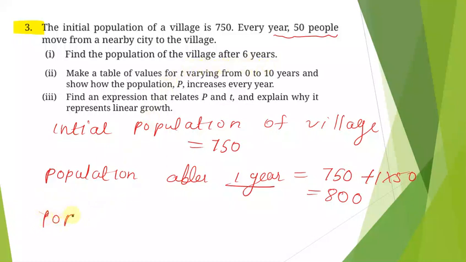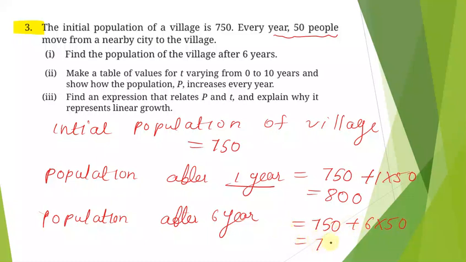We have to find it after 6 years. So how will it work? Population after 6 years will be 750 plus 6 into 50, isn't it? So it will be 750 plus 300, you will get 1,050. So by the 6th year, there will be 1,050 people in that village. Okay. Now the second question says that we have to make the values for t varying from 0 to 10 years and show how the population p increases with every year. Okay. So like the last question, we have to make a table for this.